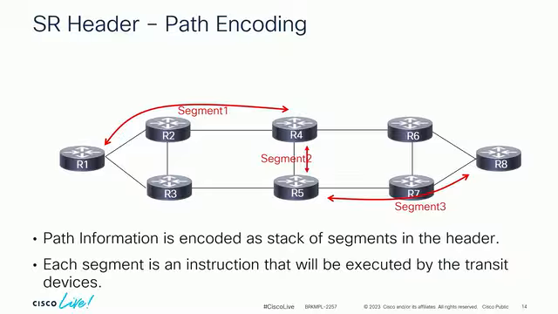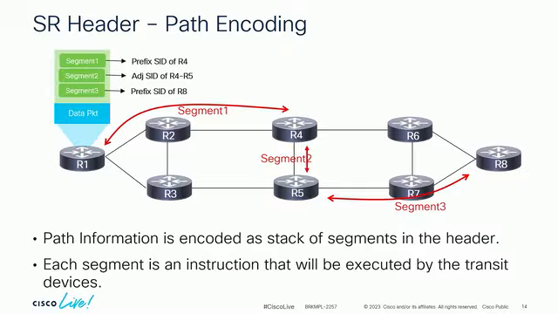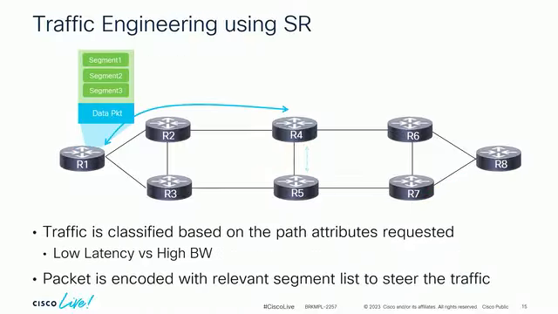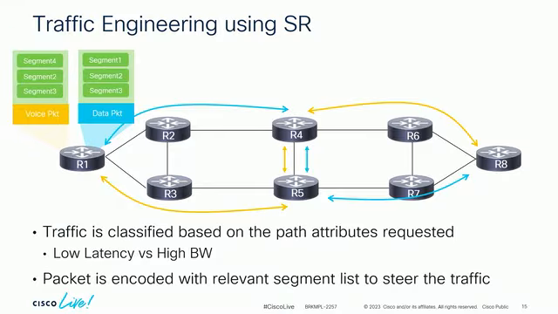To steer the traffic over this very specific path, all we need to do is inject 3 segments. The topmost segment would be the prefix segment ID of R4. If you remember, we discussed that the prefix segment ID follows the shortest path. So from R1, it follows the shortest path towards R4, which is R1, R2, R4. And from R4, the second segment ID is the adjacency segment ID assigned by R4 for R5. So the traffic will be forwarded to R5. And R5 uses the third segment ID, which is the prefix segment ID, to reach R8. It follows the shortest path towards R8. By having this ability to inject different types of segments for different types of traffic, we'll be able to steer the traffic over those relevant paths.